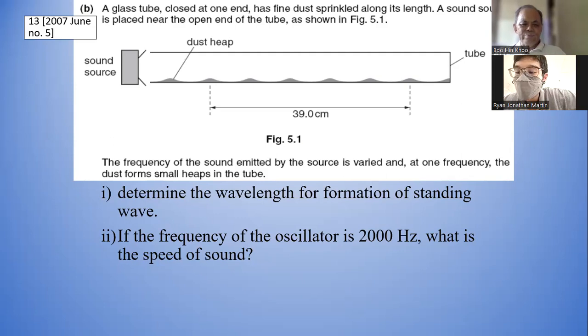What is the wavelength? I would say the wavelength is 13 cm. Okay, let's calculate and see whether you're right or wrong.